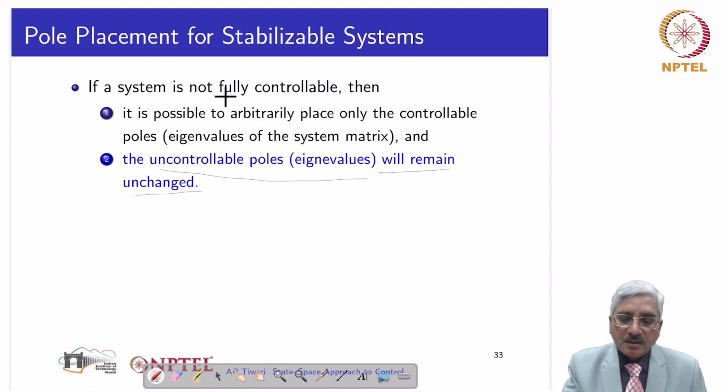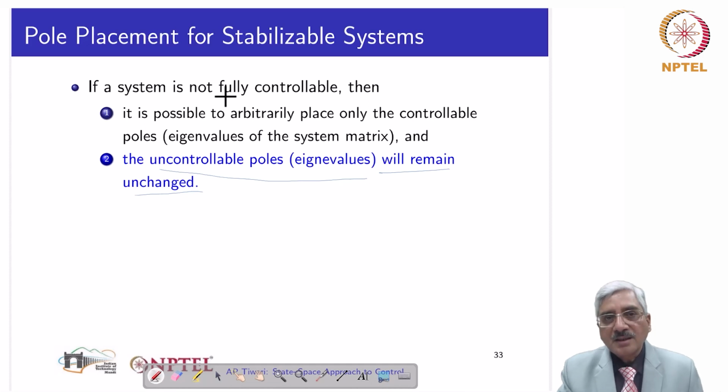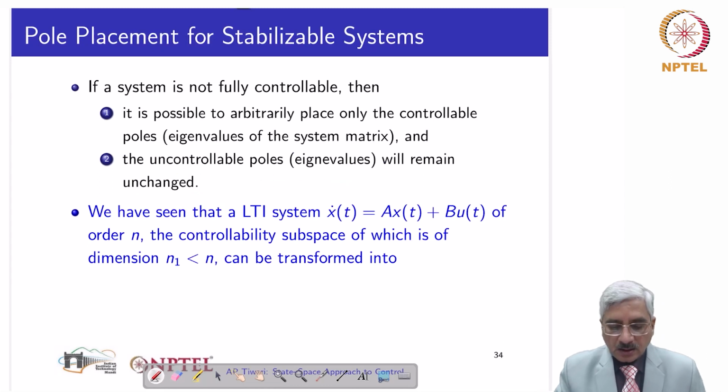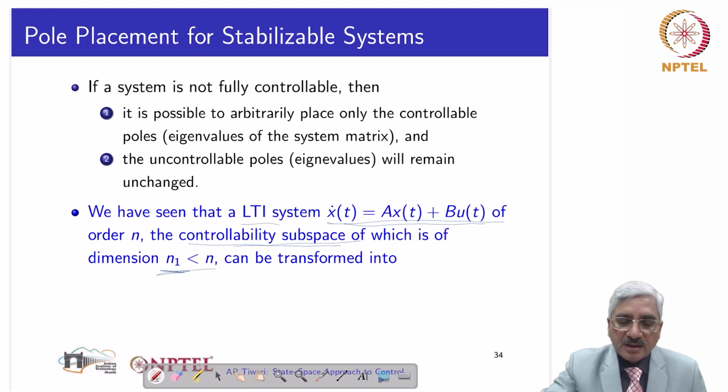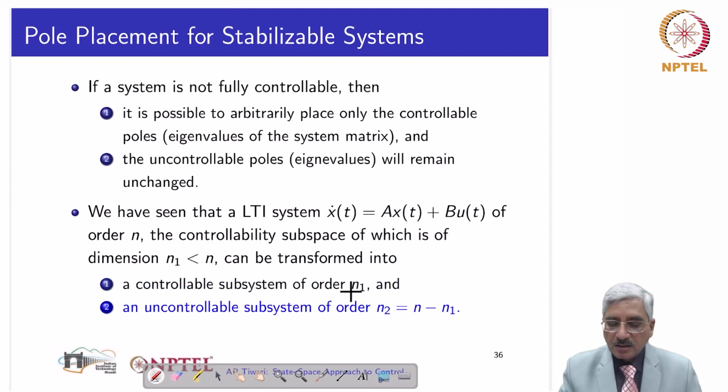So in case of an uncontrollable system, we can know the uncontrollable eigenvalues and the controllable eigenvalues, and only the controllable eigenvalues or the controllable poles will be possible to be placed. We have also seen that if we have a linear time invariant system described by this state equation, whose controllability subspace is of lower dimension n1 than n, then it can be transformed into a controllable system and an uncontrollable system. The order of the controllable system will be n1 and the order of the uncontrollable subsystem will be n2, which is the difference of the system order and the order of the controllable subsystem.